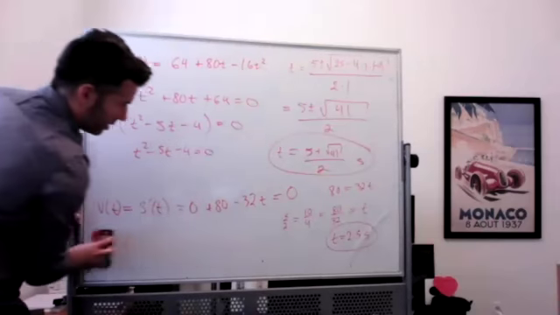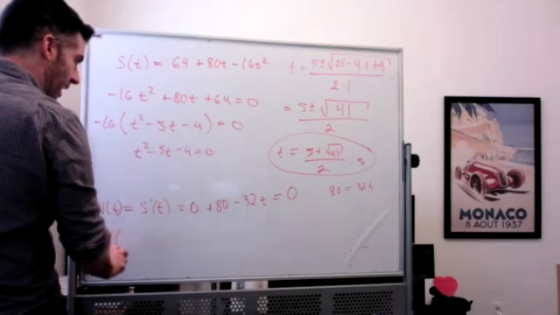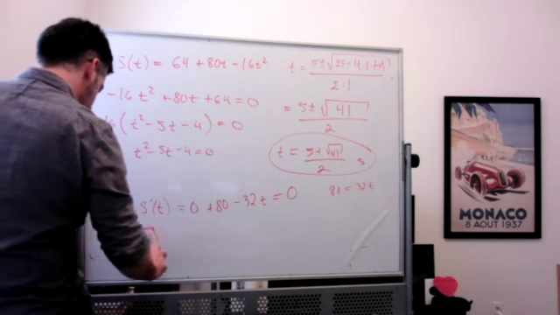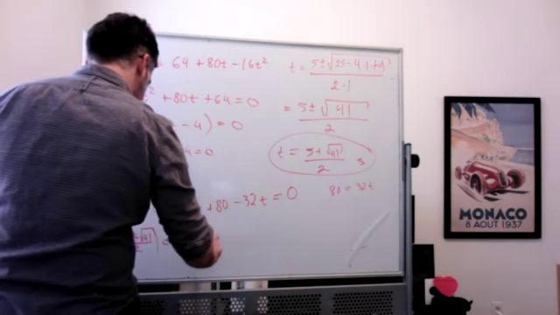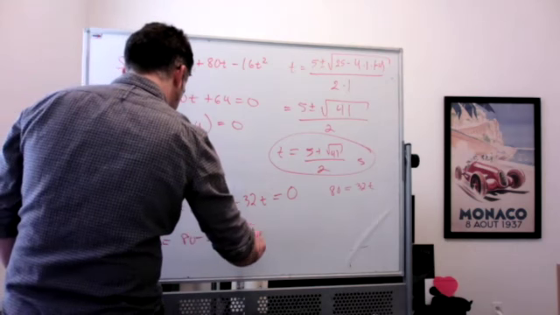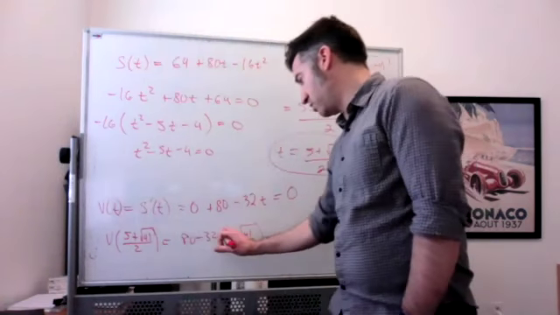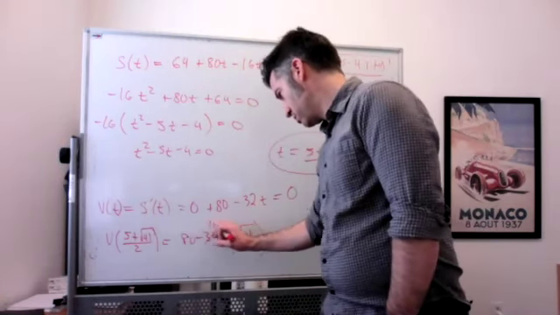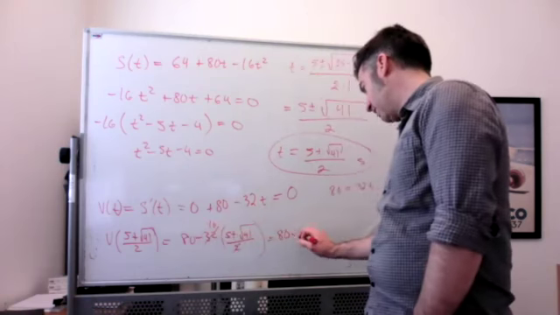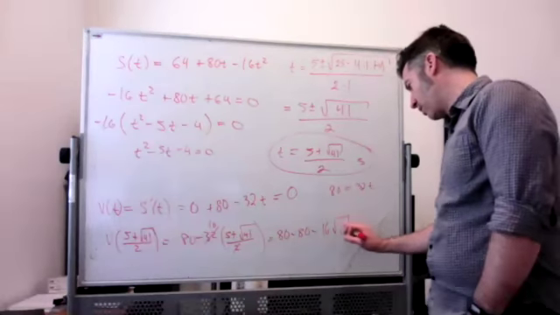It's not going to be very nice, but if we plug that in there, the velocity at this terrible time is equal to 80 minus 32 times this terrible time, which actually will work out kind of nicely. Here's what I mean. 32 divided by 2 is 16. And then negative 16 times 5 is negative 80. And negative 16 times the square root of 41 is negative 16 root 41.